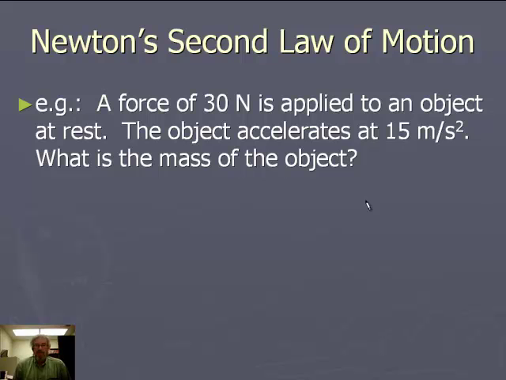Well, let's use F equals ma to solve a problem. This example says a force of 30 newtons is applied to an object that's at rest. So here's my object. I'm pushing on it with a force, and that force is 30 newtons. The object accelerates at 15 meters per second. So a is equal to 15 meters per second squared, I should have said. Now, if F equals ma, well then m would have to be F over a if I do a little algebra on it.